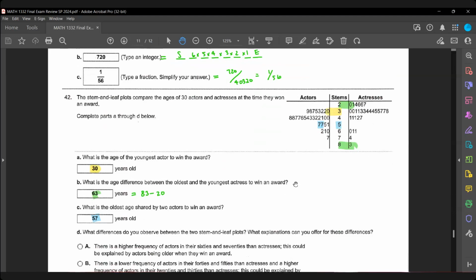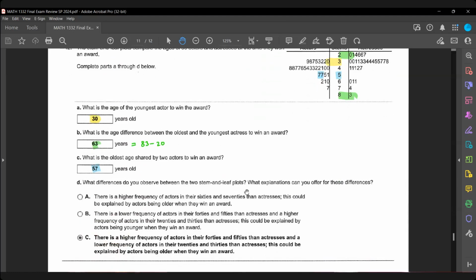Question B. What is the age difference between the oldest and the youngest actress to win an award? Now we are here. The oldest actress is 83. The youngest actress is 20. 83 minus 20 will give us 63.